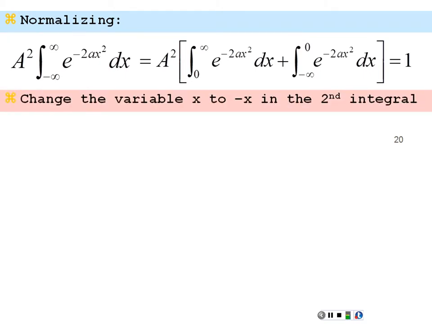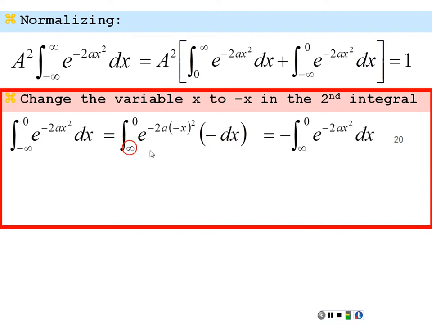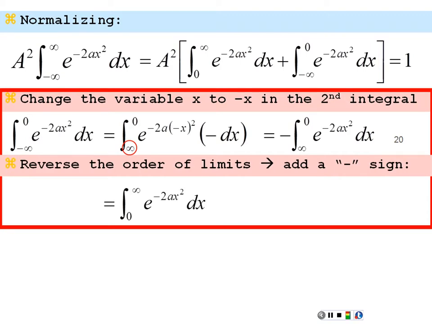Note that if we change the variable in the second integral from x to negative x, what will happen? Well, then we'll have e to the negative 2a negative x squared, and our dx becomes negative dx. Our negative infinity also becomes infinity. So we end up with negative integral from infinity to 0 of e to the negative 2a x squared dx. We want to flip the integral now, reversing the order of limits, and that will add a negative sign. So this is equal to the integral from 0 to infinity of e to the negative 2a x squared dx. That allows us to substitute that in for the second term in the bracket up top.